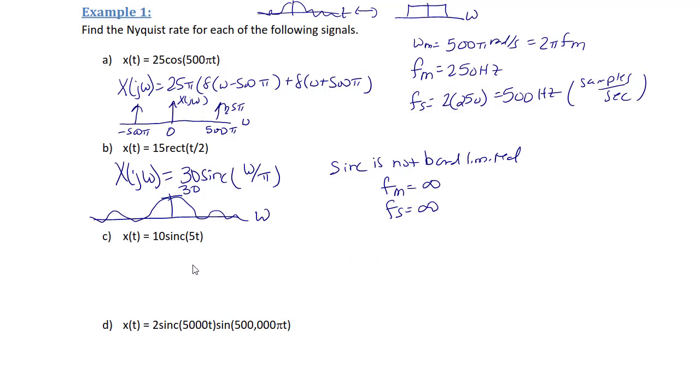Letter C, x(t) is equal to 10 sinc 5t. So the Fourier transform, X(jω), is equal to 2 rect of ω over 2π, ω over 10π. So if we make a sketch of X(jω), it's a rect with an amplitude of 2 and a width of 10π.